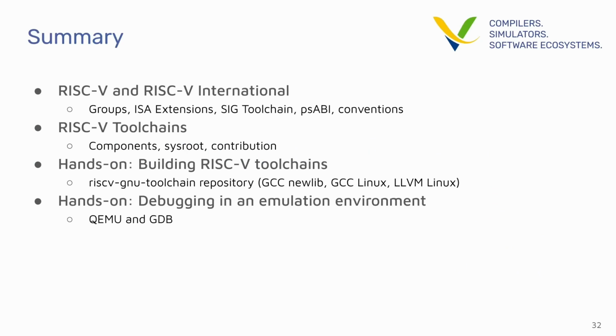Let's quickly recap the contents of this tutorial. We heard about RISC-V and RISC-V International, the groups, the ratified extensions, the SIG toolchain, the psABI, and other convention documents. We also heard about RISC-V toolchains, their components, what a sysroot is, and how to contribute to them. We also had some hands-on sessions where we were building our own RISC-V toolchain using the RISC-V GNU toolchain repository. The second hands-on session was about debugging in an emulated environment using QEMU and GDB.